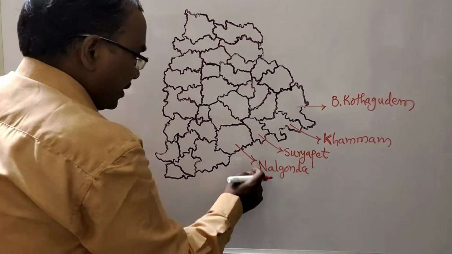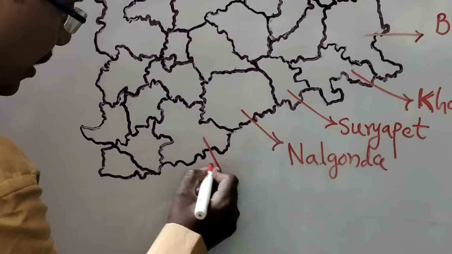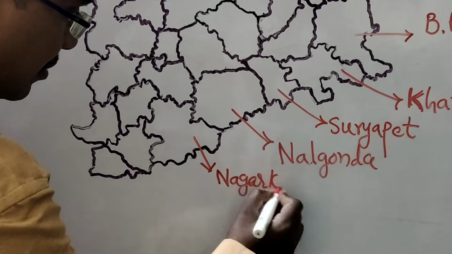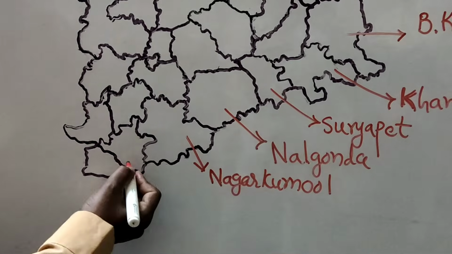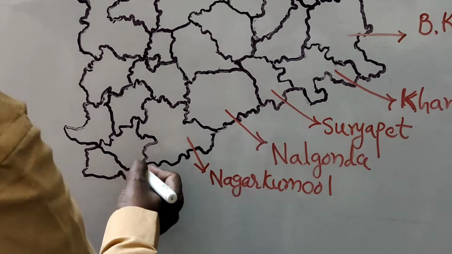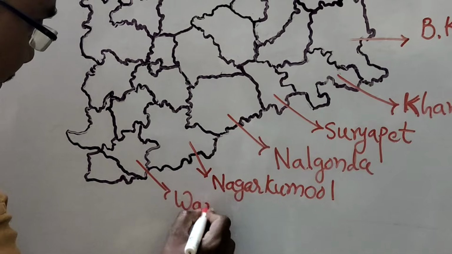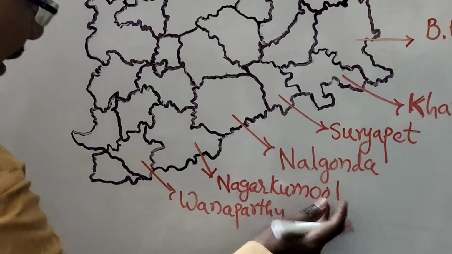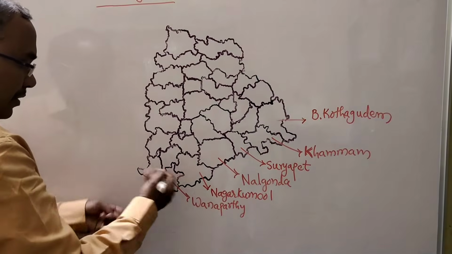Next, after Nalgonda, the district is Nagar Karnool. Then after that it is Vanaparthi. Nagar Karnool and Vanaparthi, it is a pair.